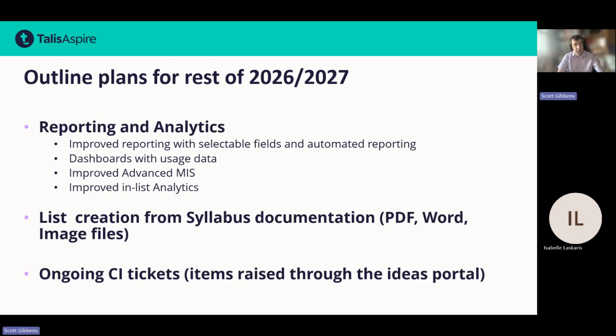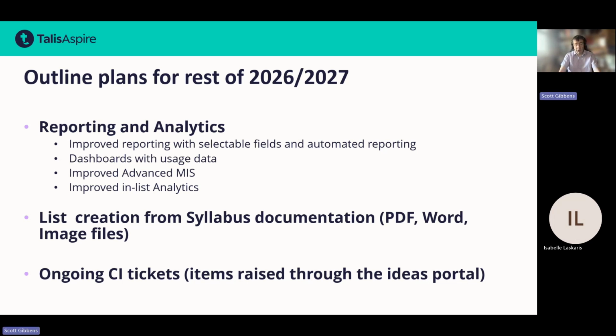So the first one is improved reporting. When you're in Talis and you run all these reports, a lot of people are saying they just want to run a report with just certain fields. So we'll have an option where you can just select certain fields that you want output or to display on screen. So if you just want a quick report with a couple of fields on screen, you just click those and that will show on screen.